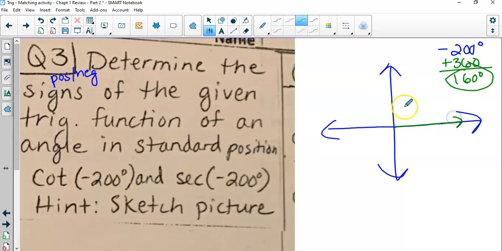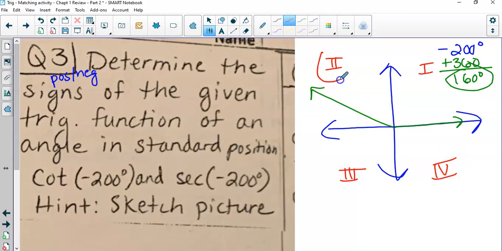Starts here, rotates around. This is 90. If you go all the way over to this line here, it would be 180. So somewhere here in this quadrant. What's important is that you know what quadrant your angle is sitting in.